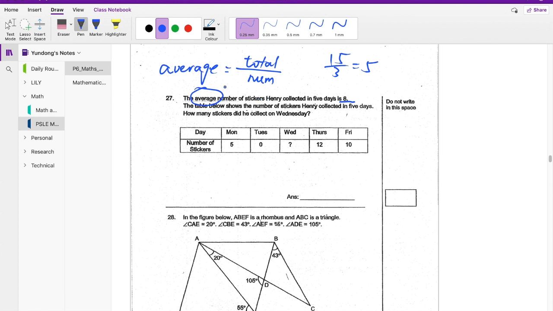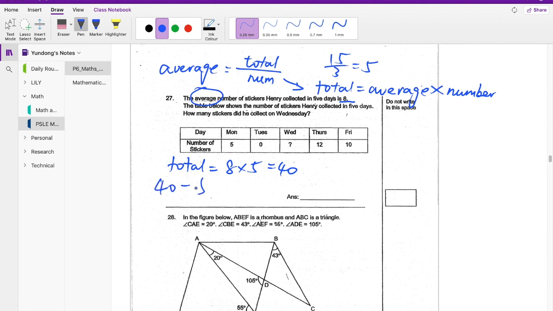Now here, for this one, we can derive what is total. Well, total equals to average times number, right? So here we see that for 5 days, if the average is 8, then the total is 8 times 5, which is 40. So the number of stickers he had on Wednesday, we can calculate 40 minus 5 minus 12 minus 10, right? Which is 13.